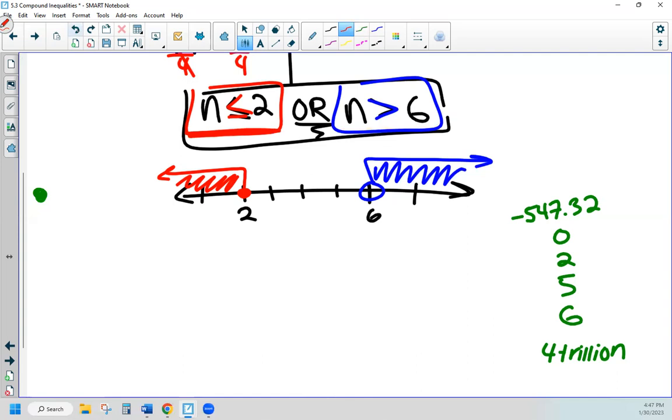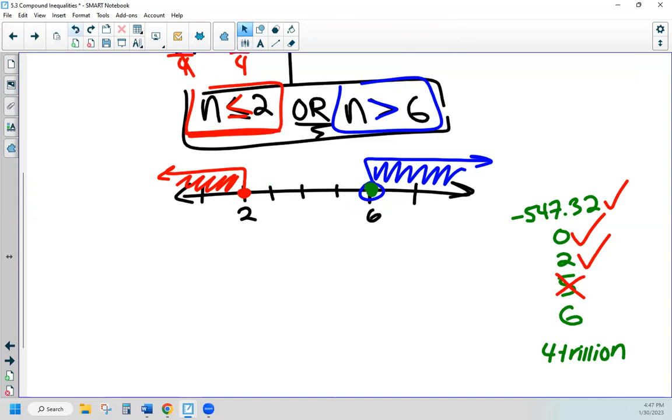So the number negative 547.32 is an answer to our compound inequality. Yes, it is. Now, what about the number 0? The number 0 is located still within the red, and as long as it's within one of our shaded regions, we're good to go. What about the number 2? It's located in a closed circle. If it's on a closed circle, that means yes, we're also including it in the red region. Now, the number 5 is located right here. It's not on the red, neither is it on the blue. So the number 5 is not a good solution, or it will not make the inequality true.